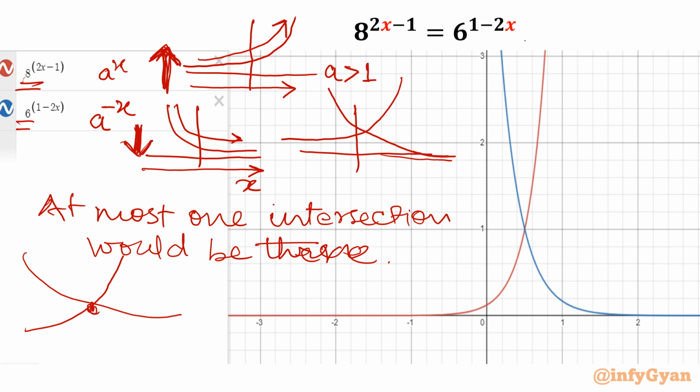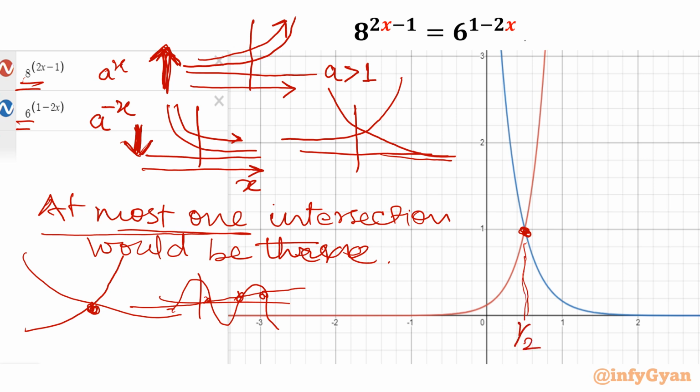So only one intersection. If an equation has a sinusoidal waveform and the second one is a line, then there may be many intersections. But if one function is decreasing and the second is constant, or one function is increasing and the second is constant, or one is increasing and the second is decreasing, then we will get at most one intersection point. That means only this point. And by the algebraic method, we have seen this point is half.